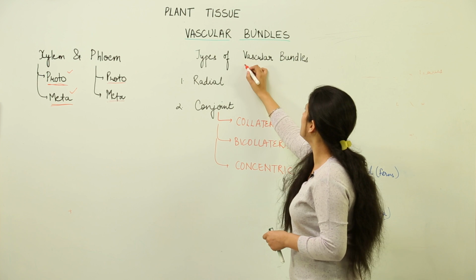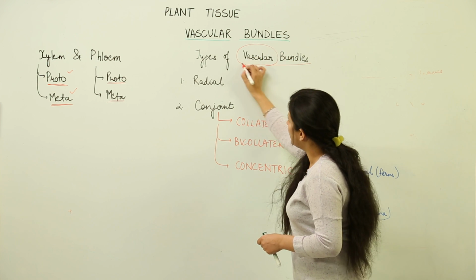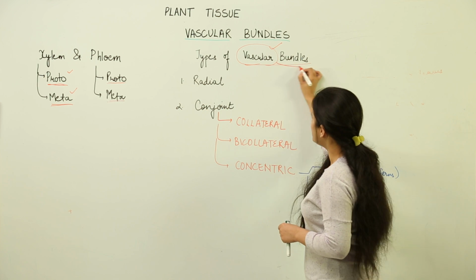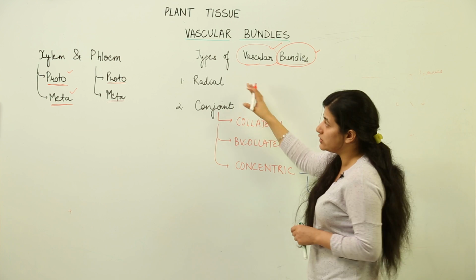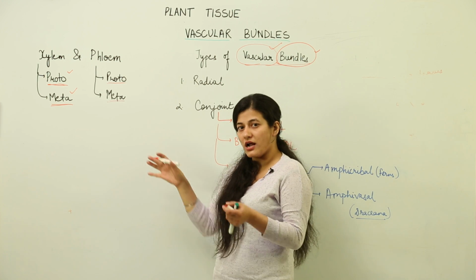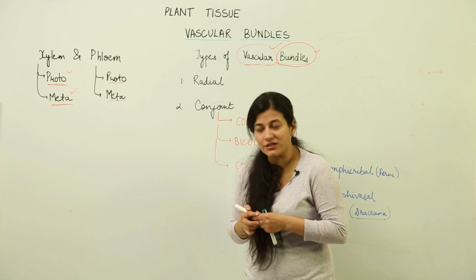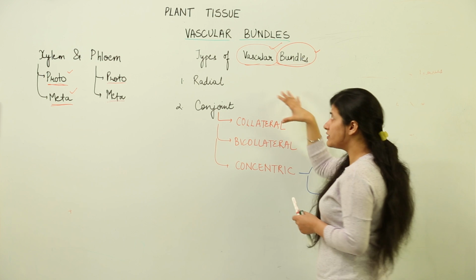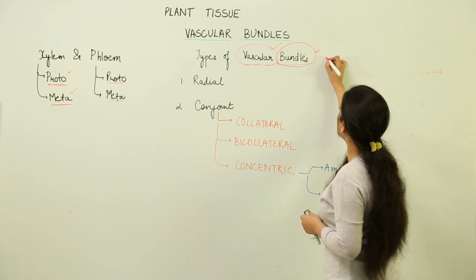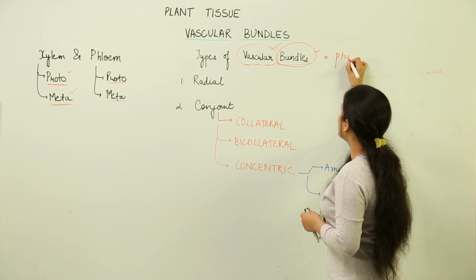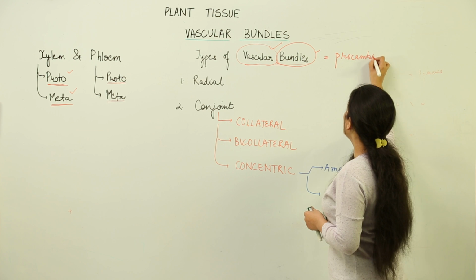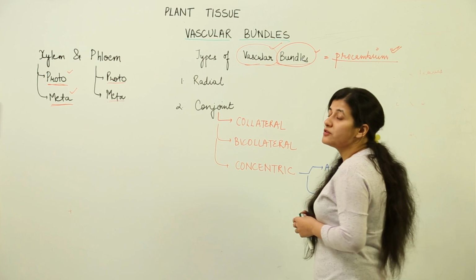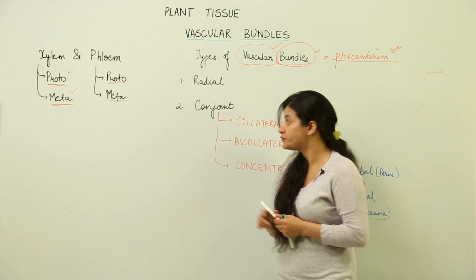When I talk about vascular bundles, vascular means something related to conduction, that would be xylem and phloem, and bundles means they would be present in association with each other. That means xylem and phloem are present in close proximity to each other and form vascular bundles that are present in the plant. Now this vascular bundle is derived from procambium. Now what is this procambium? Procambium is the protoderm that was responsible for formation of the vascular tissue.